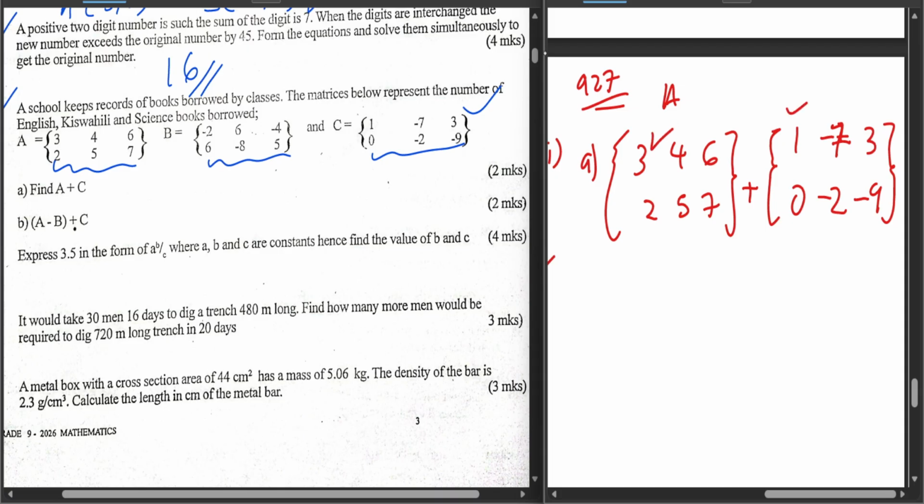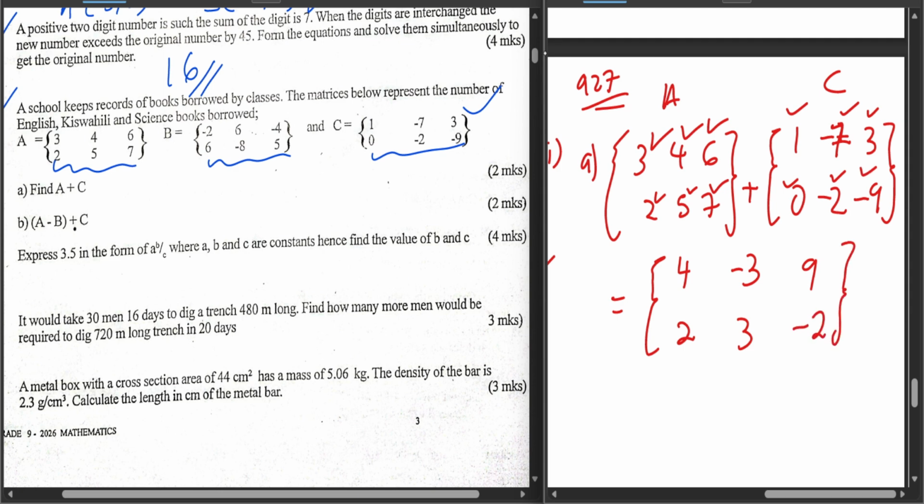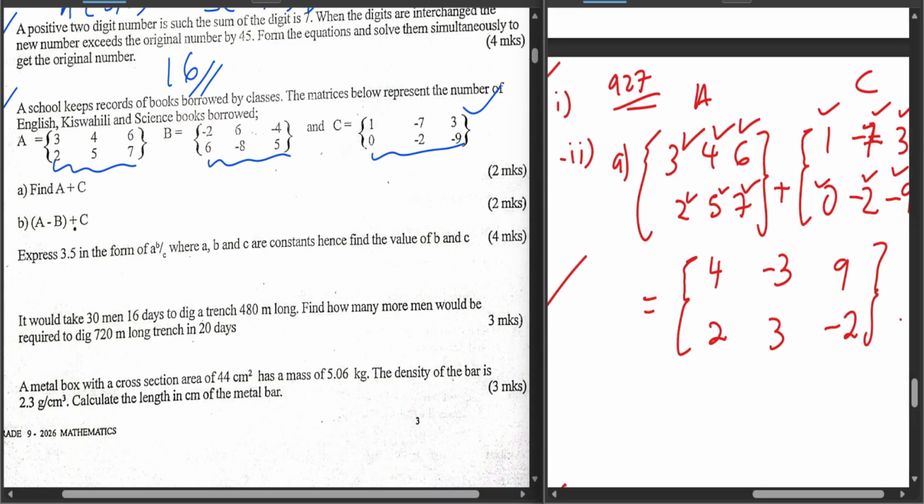So 3 plus 1 will give you 4. 4 plus -7 will give you -3. 6 plus 3 will give you 9. 2 plus 0 will give you 2. 5 plus -2 will give you 3. 7 plus -9 will give you -2. So that is the answer to question A.